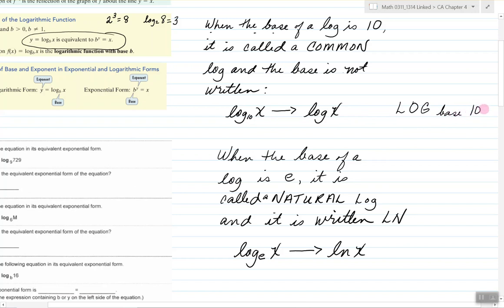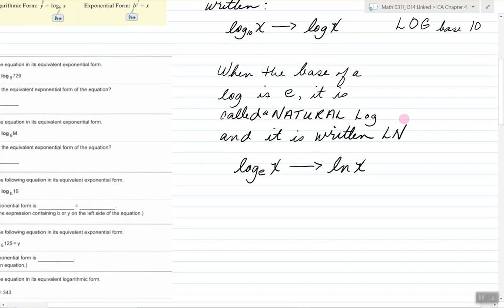You have another button on your calculator when the base of a log is e. Remember Euler's number. It is called a natural log, and it is written ln. Log base e of x is never written that way. It's written natural log, or ln of x. You have a button on your calculator that says ln, and it is base e.